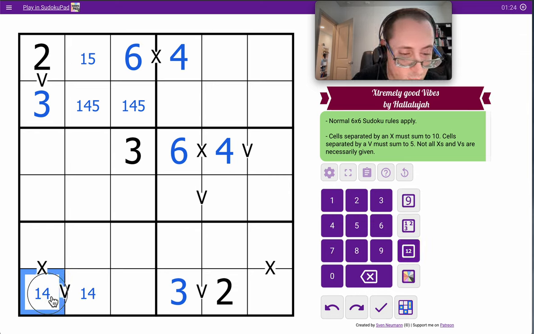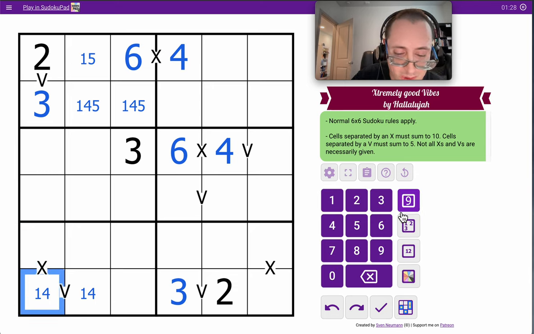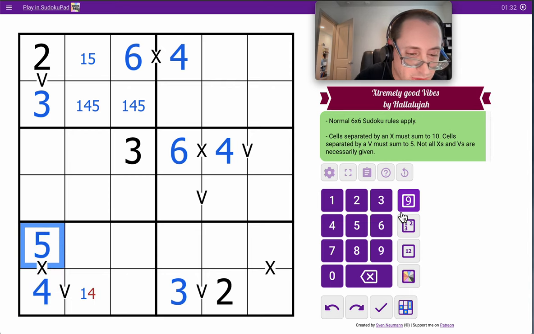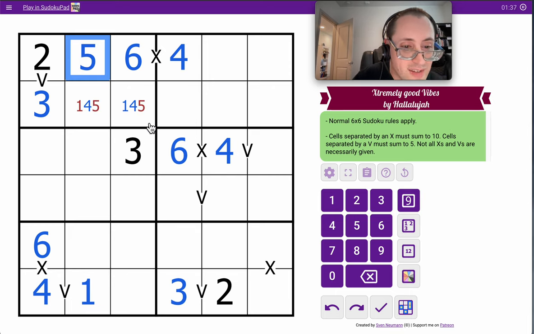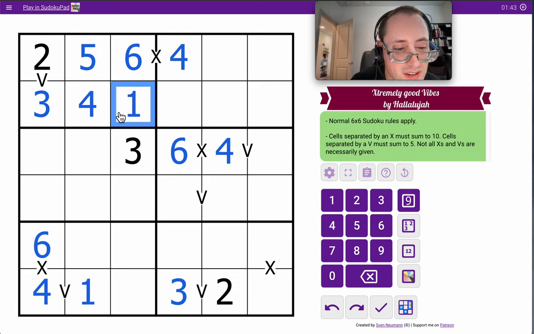Now, 1 on an X would pair with 9, but that's not a valid digit, so this cell is a 4, which makes that one 6, this one 1, 5, and therefore this can't be 1 or 5, it must be 4, and region 1 is done.